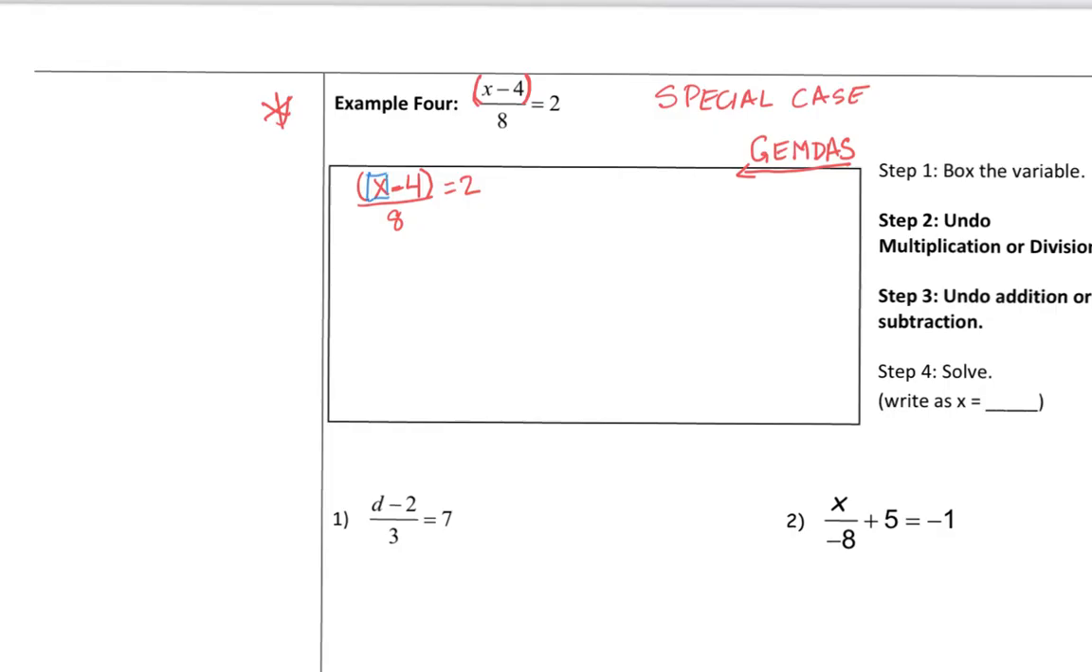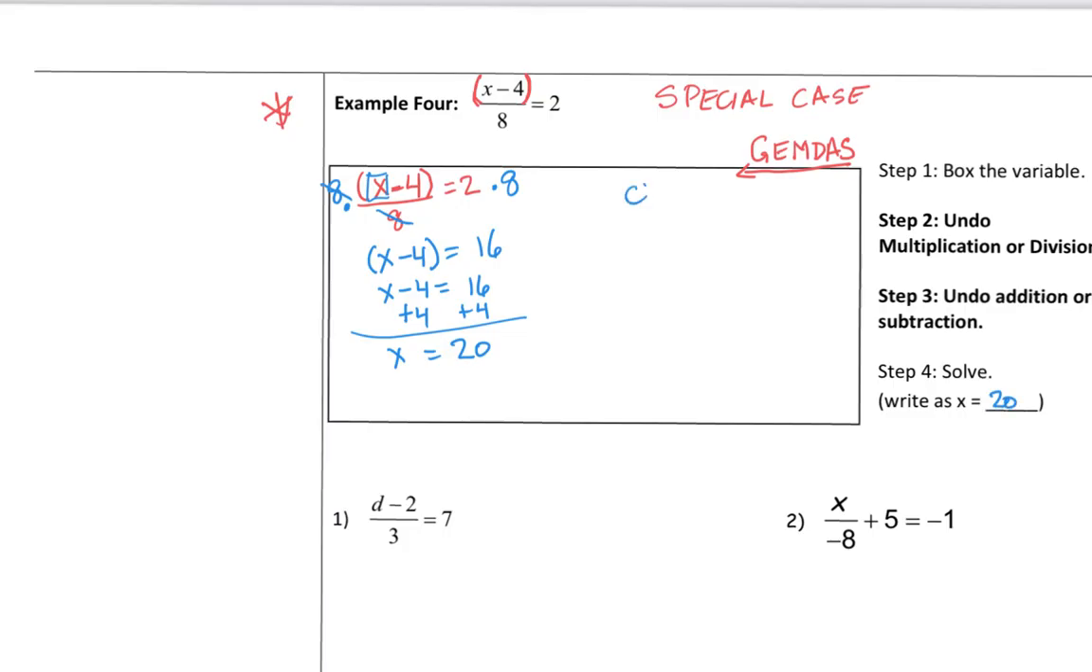I'm going to undo multiplication or division in this case. So I have the quantity x minus 4 being divided by 8. Well, I'm going to take that and multiply both sides by 8 to begin with, because 8 goes into itself, and I'm left with the quantity x minus 4 equals 16. I actually don't need parentheses anymore, so I am going to rewrite this and drop those off. And now I can go ahead and add 4 to both sides. And I find that x equals 20 as my solution.